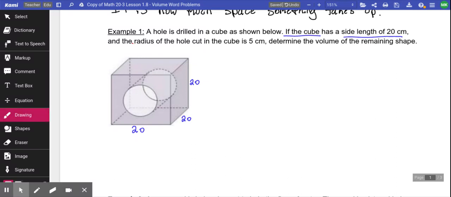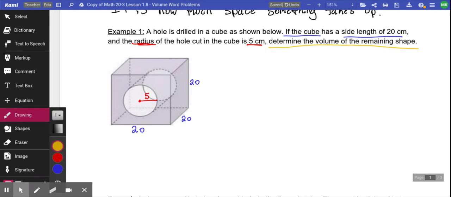And the radius of the hole cut in the cube is 5 centimeters. So that means this little hole in the middle, from the center to the edge, is 5 centimeters. Determine the volume of the remaining shape. What they're asking you for is the volume of this inside shaded thing. So we had a cube and then we cut part of it out. So you're trying to figure out that remaining volume. You just calculate the cube and then the cylinder separately and subtract the cylinder from the cube. That's exactly what you're going to do.